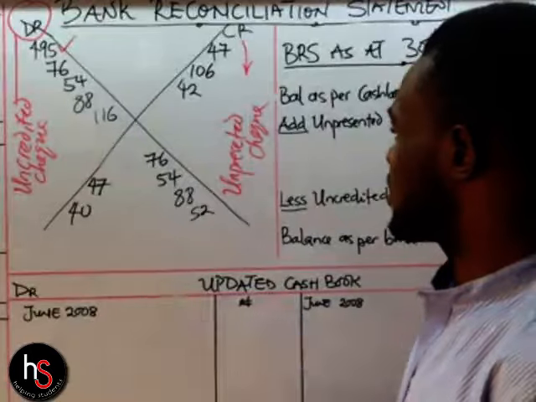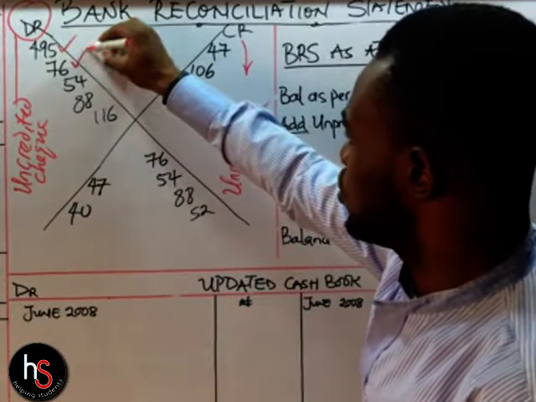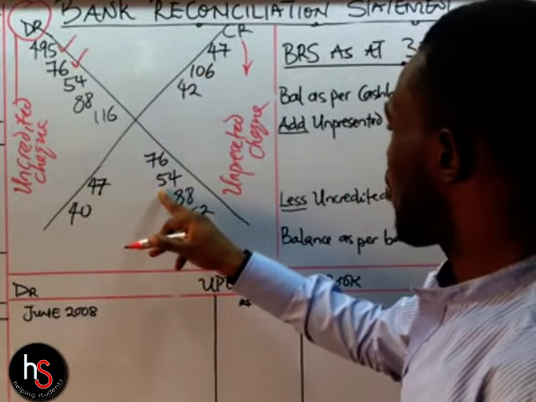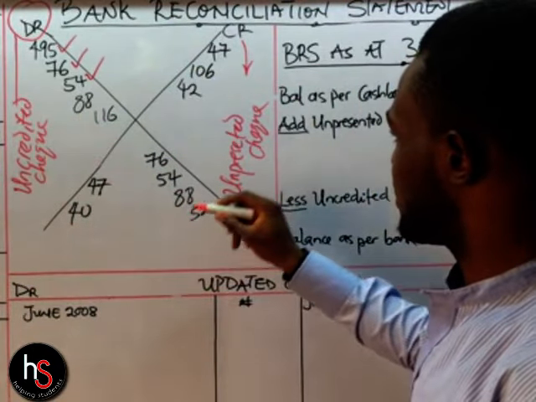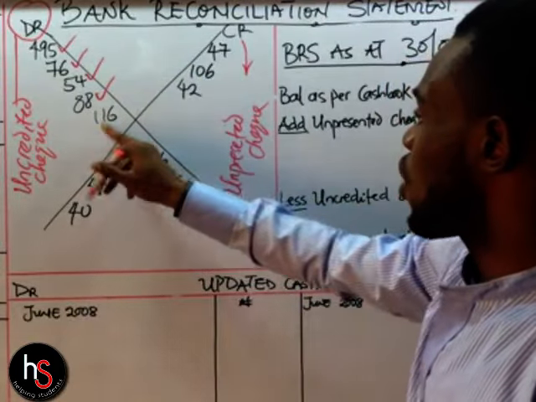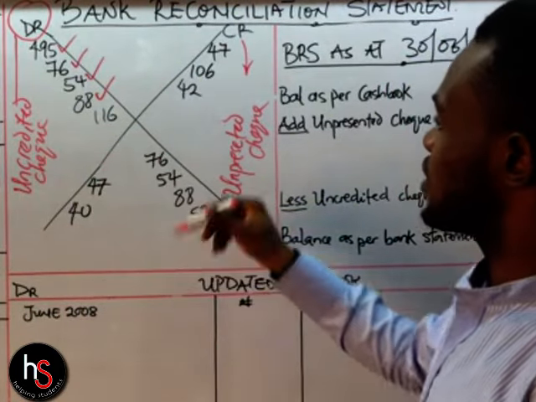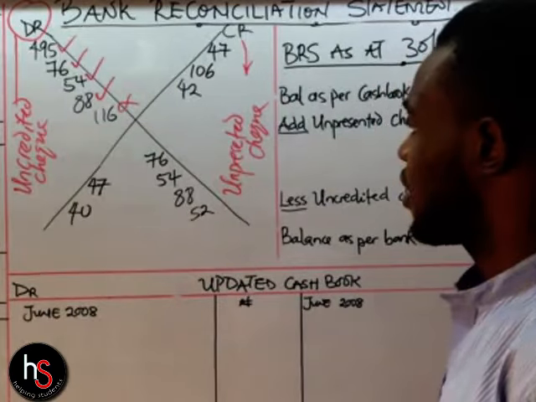So this is 76 and we have 76 here. Good. This is 54 and we have 54 here. Good. This is 88 and we have 88. Good. And this is 116, but there is no 116. So this value is not there, right?